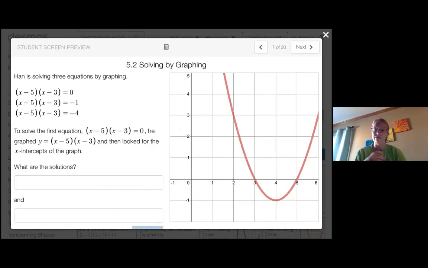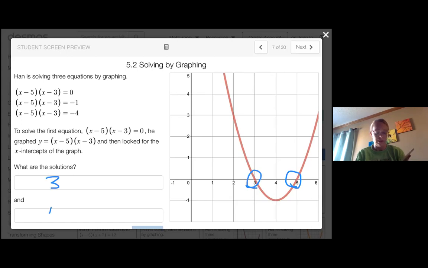So here's the graph of his equation. So he graphed x minus 5 times x minus 3. Now again, if you guys are in Desmos, you don't put equals 0. You just write the equation. And in this case, he'd be looking for those zeros, and they're right here and right here. So my solutions are 3 and 5.